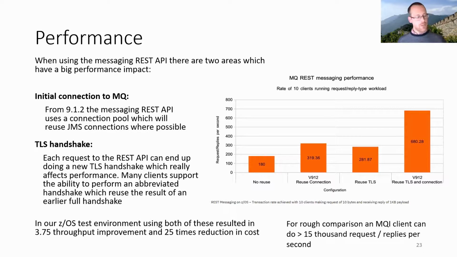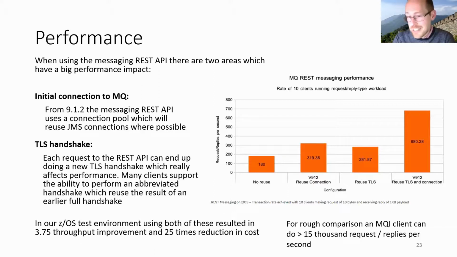And if you provide both of those capabilities together, then at 9.1.2, when you're reusing your TLS handshake, using the abbreviated handshake, and you're using connection pooling, that gets you up to about 700 request replies to the messaging REST API per second. So, close to, well, actually over tripling the throughput of the REST API. So it's definitely possible to go a lot further, and as well as making it faster, it also makes it cheaper. In our environment, we saw it reduced costs by about a factor of 25. So it's quite significant.